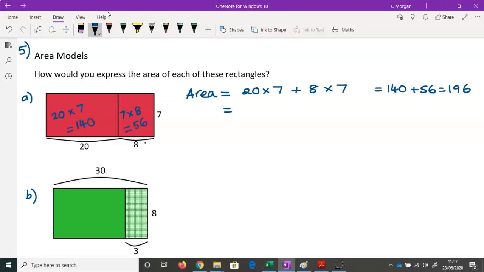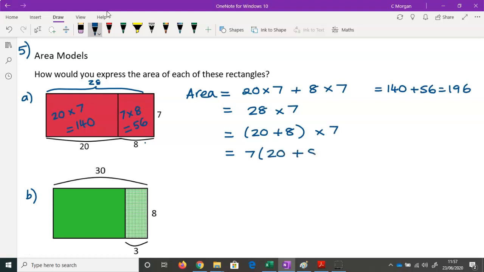I could have done it another way. The quickest way would be to notice that 20 add 8 would be 28. So I could have done 28 lots of 7. But to make 28, I added 20 add 8 lots of 7, which is the same as 7 lots of 20 add 8. I know this is the same as 7 lots of 20 add 7 lots of 8, which of course gives me the same answer as 196.